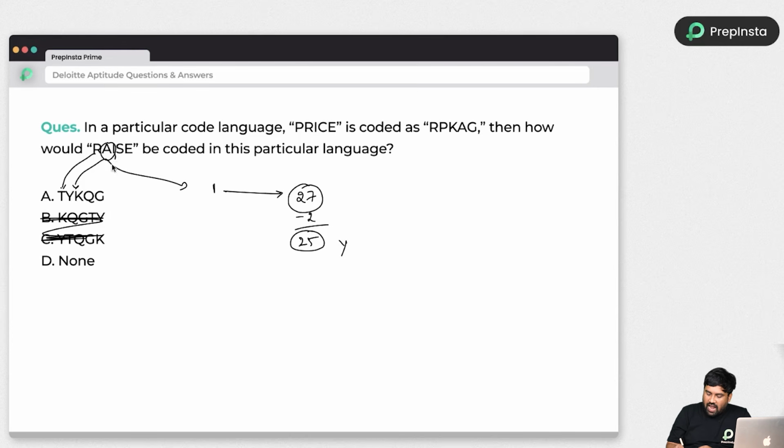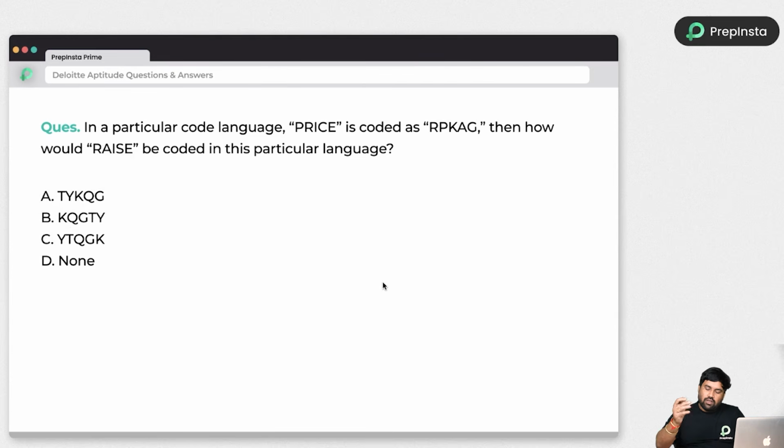So next I plus 2. I already has a plus 2, which is nothing but K. So all three are correct. And S is 19. 19 minus 2 is 17. Q is right. And E plus 2. E is nothing but 5. 5 plus 2 is 7. 7 is nothing but G. So option A is perfectly verified. If you want, you can also verify, but I am not doing that. I said logic. Logic is enough. So option A is correct.